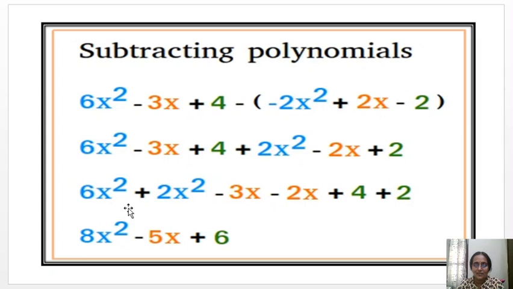Right. Now you got 6x square plus 2x square minus 3x. Now all the like terms are written together. 6x square and 2x square are like terms. They have been written together. Minus 3x is written here, and it is minus 2x plus 4 plus 2. Now 8x square minus 5x plus 6 is your final answer. It cannot be simplified further because these are all unlike terms.